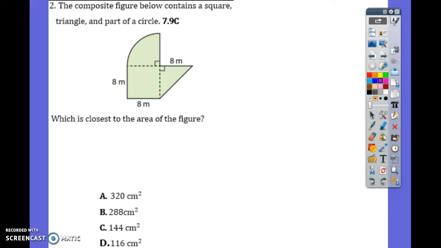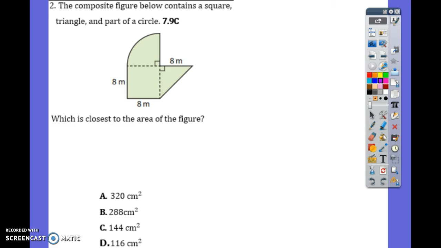Question number 2. The composite figure below contains a square, a triangle, and part of a circle. Which is the closest to the area of the figure? When we have a composite figure and we want to find its area, we want to decompose the figure into the different pieces that make up the composite figure.